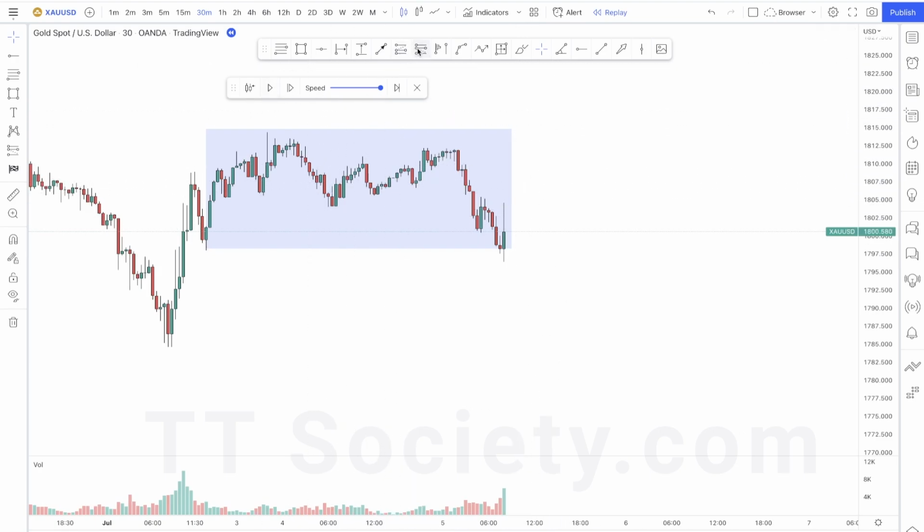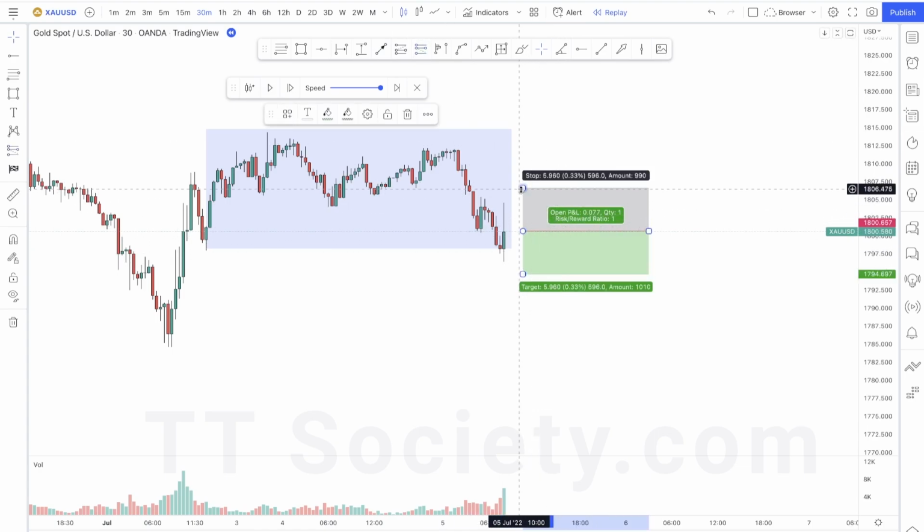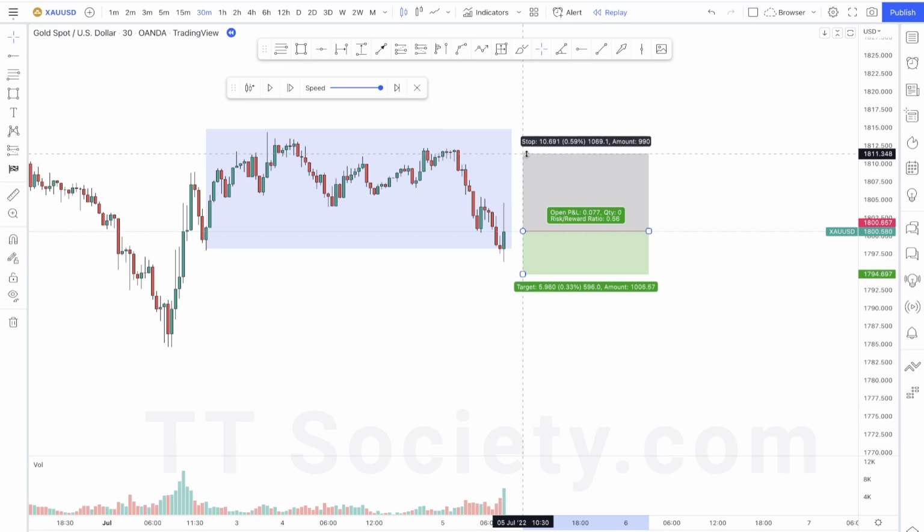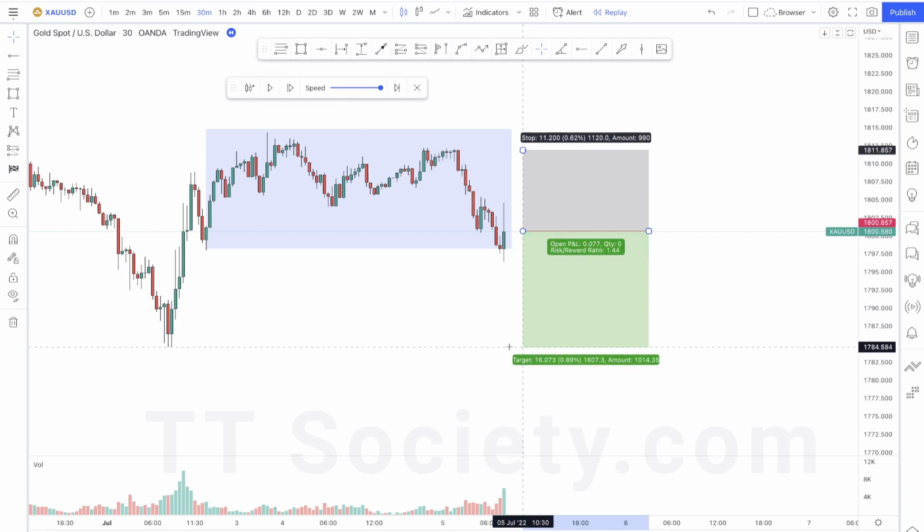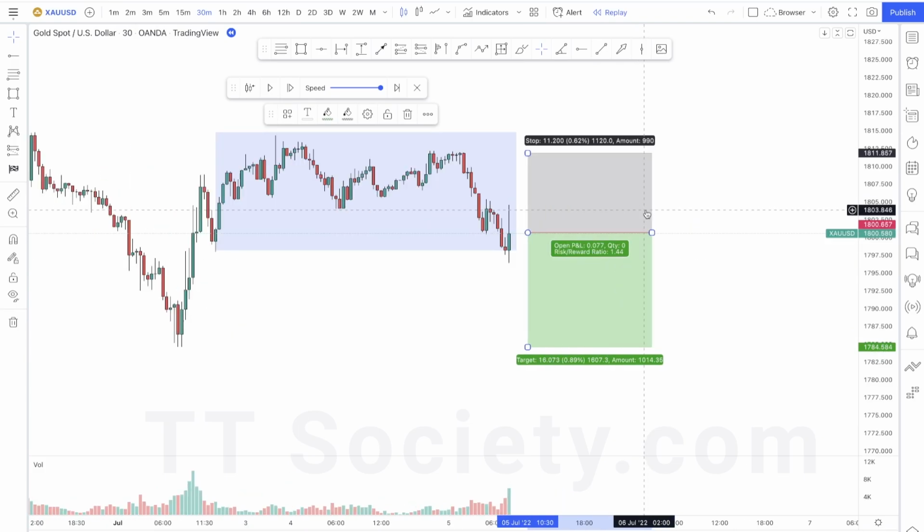I might want to prepare a setup here, believing that prices will go down as the market continues to trade. So I'm going to use a short position tool here. I'm going to place it at the actual price, and I'm going to increase my stop loss a little bit, and I'm going to move my target down here because we are expecting lower prices.